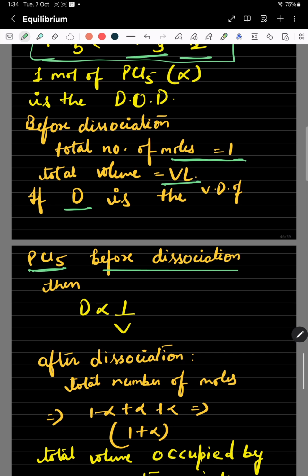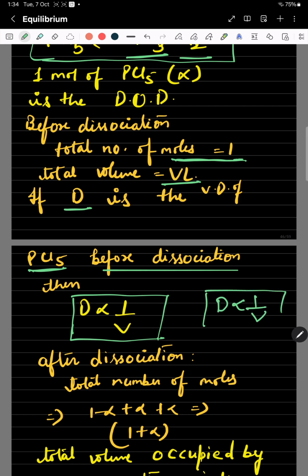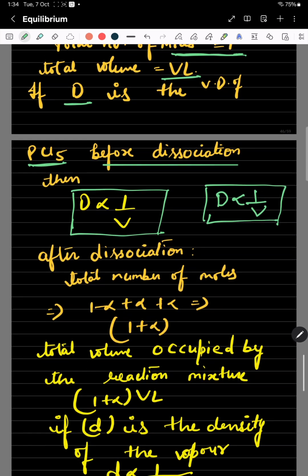Now, the vapor density and volume relationship: they are inversely proportional to each other. Vapor density is inversely proportional to the volume. Clear? You are clear with this? After dissociation, from 1 mole, suppose x moles are dissociating, converting into PCl3 and Cl2. So after dissociation, what will be the total number of moles?